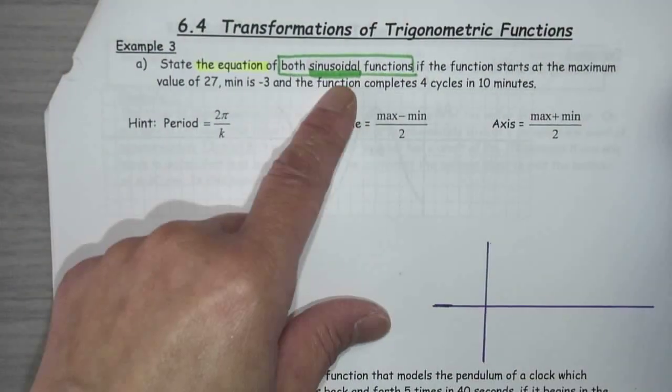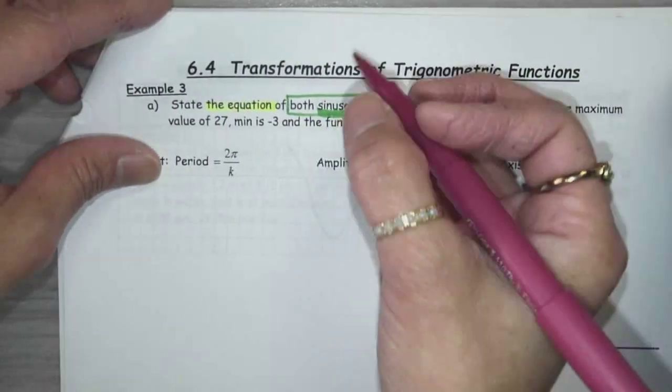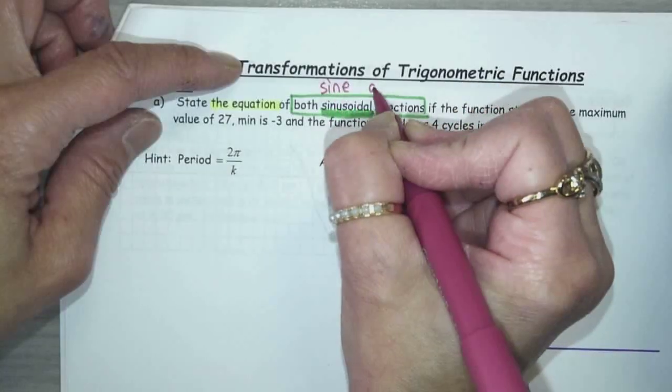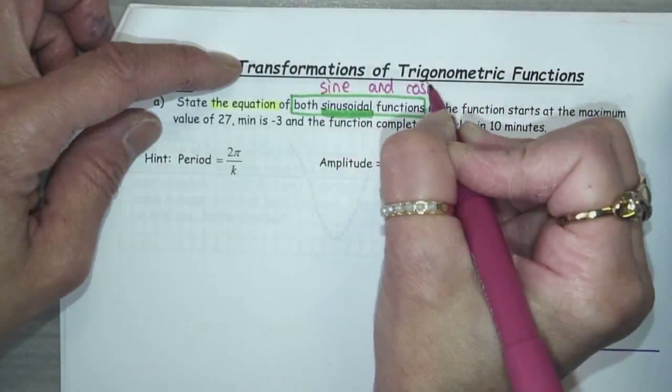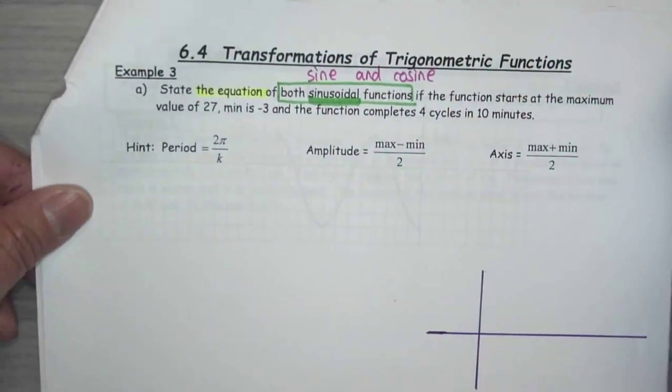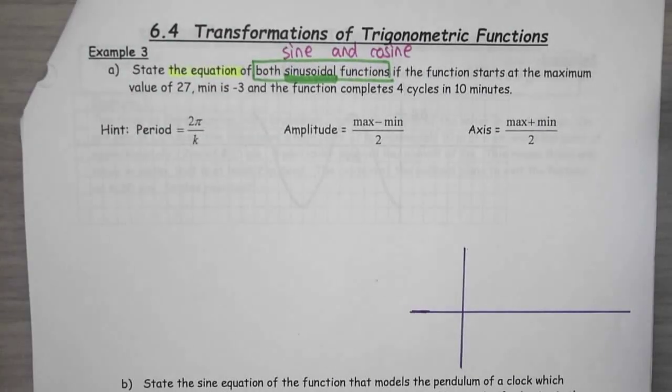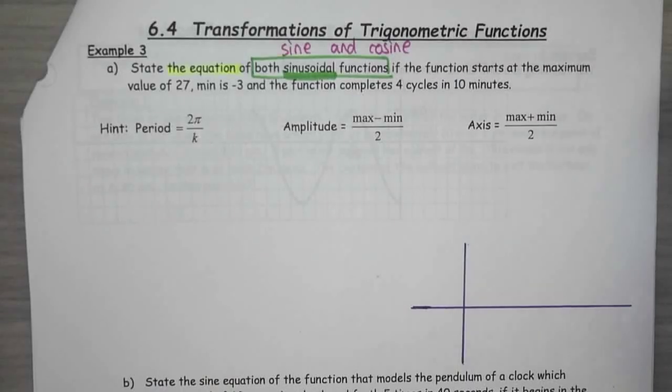Here, I'm telling you I want both sine and cosine. So this is both sine and cosine. Yay, there you go, a little bit more. See, a little bit more of a question. Okay. So now we're going to have to figure out the amplitude, figure out the axis.